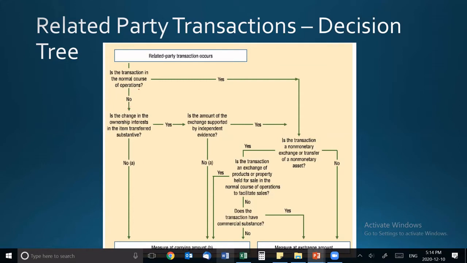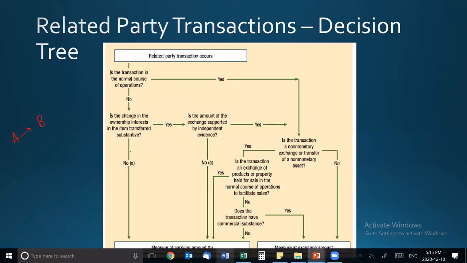if it's not in the normal course of operations, if that's not what they do, then the next question you have to ask is, is there a change in ownership interest because of the item transferred? And is it substantive? So if company A is transferring a product to company B, does that change how much company A owns company B, or company B owns company A? Okay, so you would be answering yes or no.